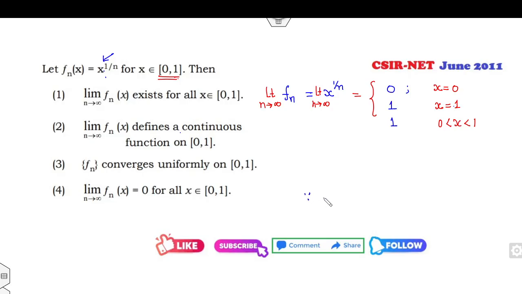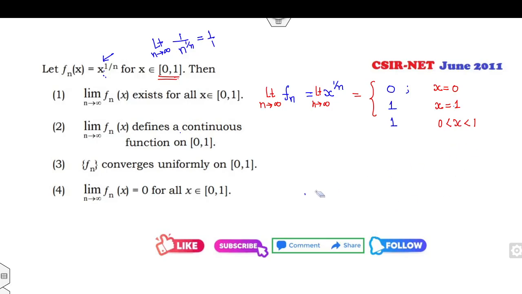Why? Because we all know the limit of n raised to the power 1 by n converges to 1 as n approaches infinity. So any number which lies between 0 and 1, I can consider as 1 over n. If I substitute this number and consider the limit as n approaches infinity, it is 1 over 1. Now these are the limits.